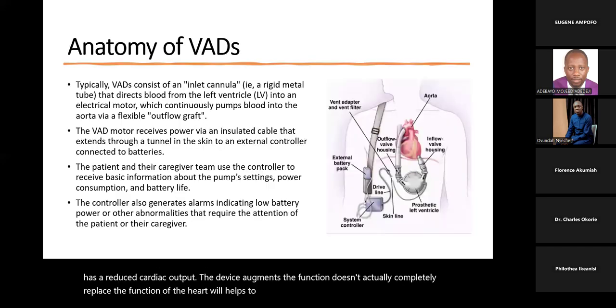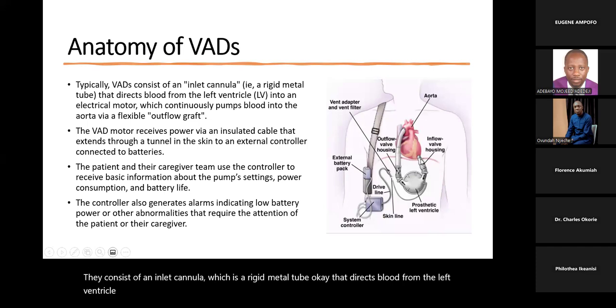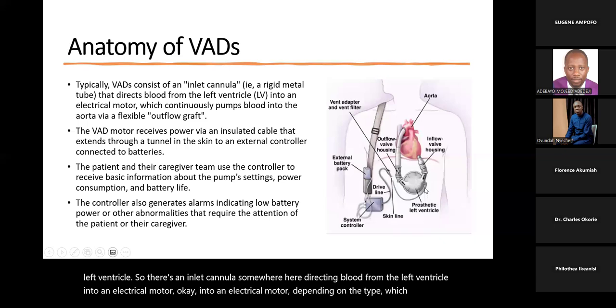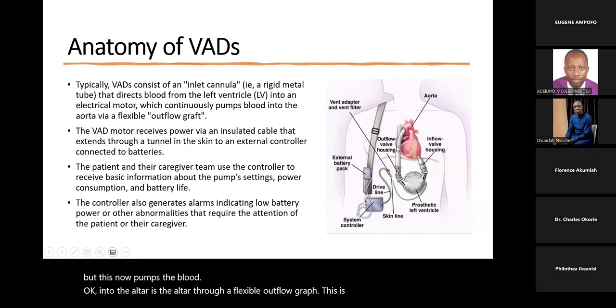So this is the anatomy of the assist devices. Typically, they consist of an inlet cannula, which is a rigid metal tube that directs blood from the left ventricle into an electrical motor, depending on the type, which we'll see. This then pumps the blood into the aorta through a flexible outflow graft.